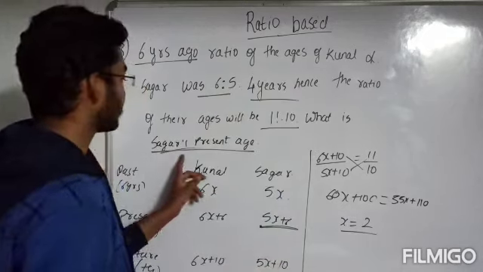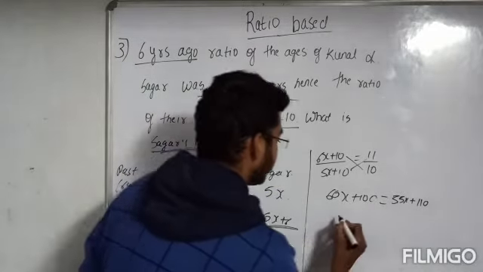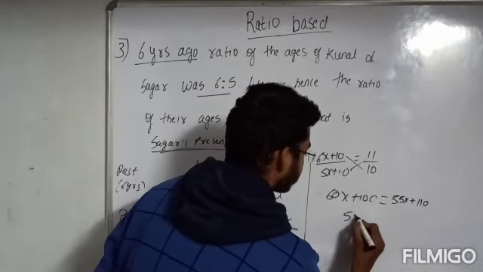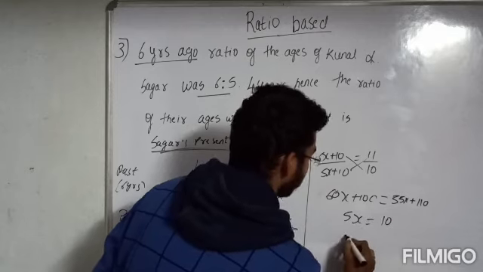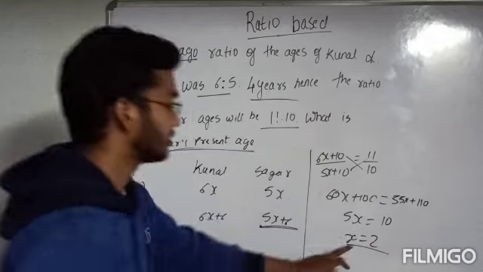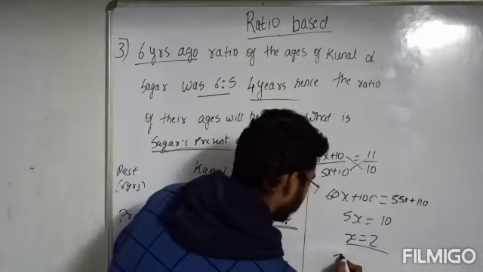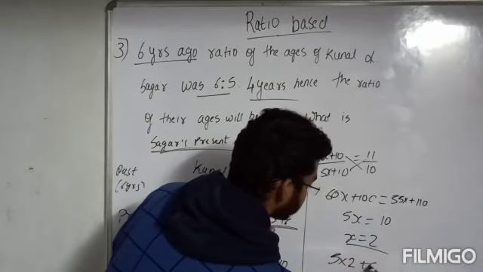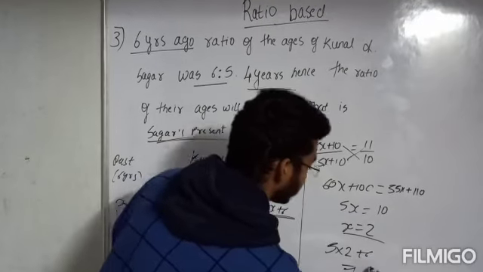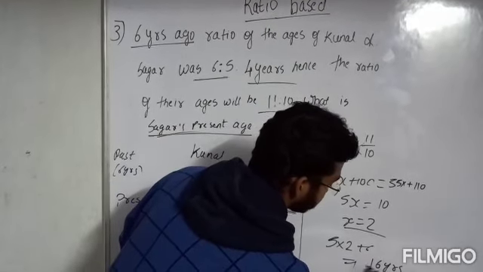So they asked about Sagar. Solving this, 5x is equal to 10, so x is equal to 2. They asked Sagar's present age. Sagar's present age is 5x plus 6. So 5 into 2 plus 6, that is 10 plus 6, that is 16 years.